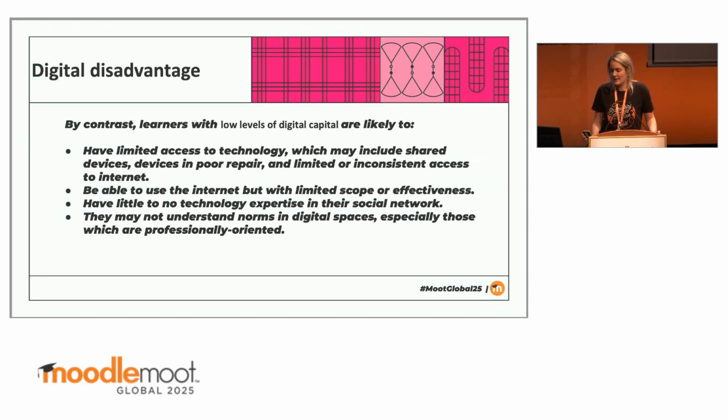They may be able to use the internet, but probably with limited scope or effectiveness. They may have little or no technology expertise in their networks. They don't have anybody to ask that they feel comfortable with if they don't understand how to do something. And they may not understand norms in digital spaces, especially those which are professionally oriented.